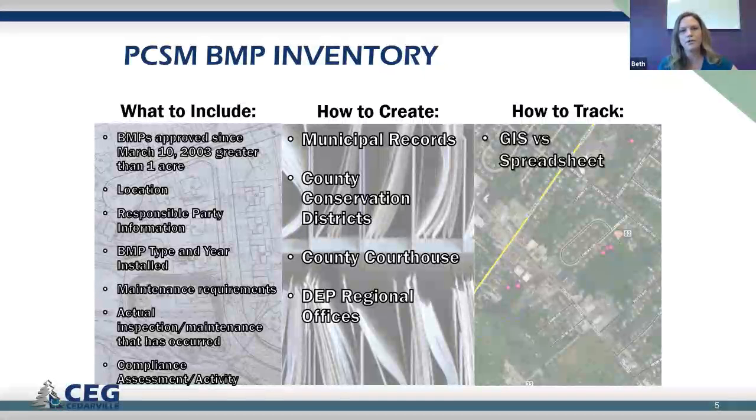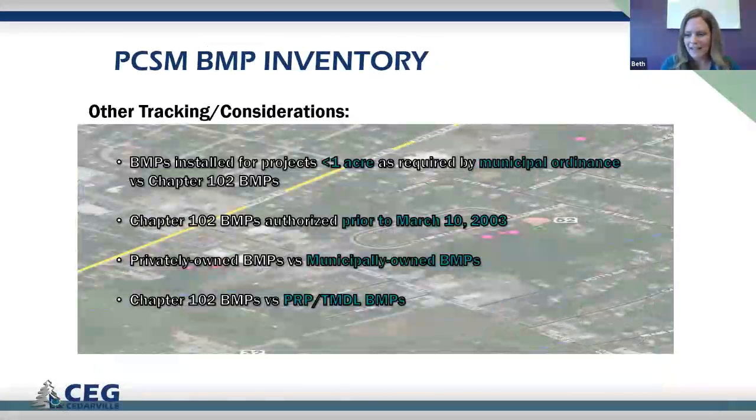GIS is really the way to go in terms of conveying the information and making sure that institutional knowledge is transferred. Just because a township staff or a public works director may know where that BMP is, the next person may not know the exact location. To see that on a map is really the most ideal way to do it.